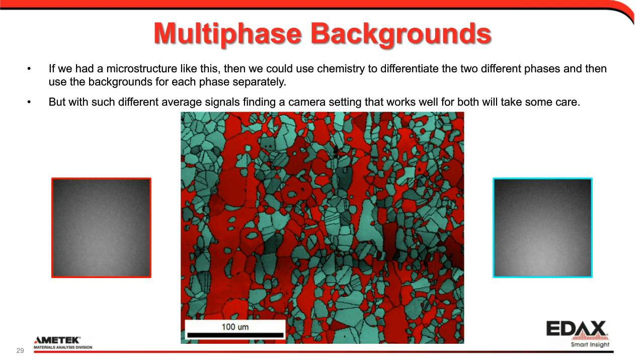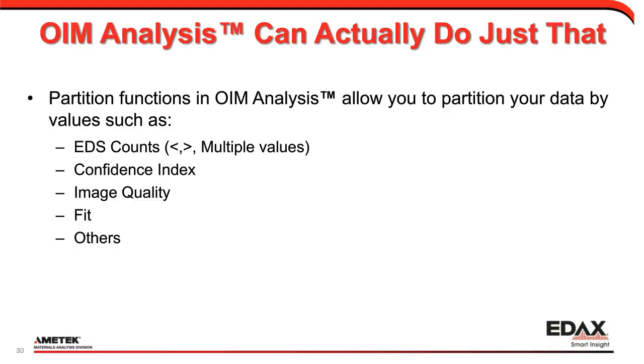And again, I can use the chemistry as a differentiator, either using chi-scan or partitioning functions, and then I can basically use that and change this to what I want. But again, with these averaging signals, finding a camera setting that works well for both of these can really take a lot of time and effort. And again, sometimes I've got to start and then I've got to restart. But again, I can actually do just this.